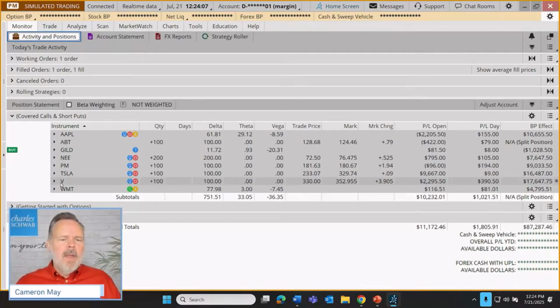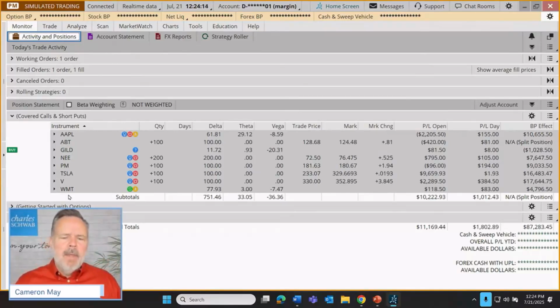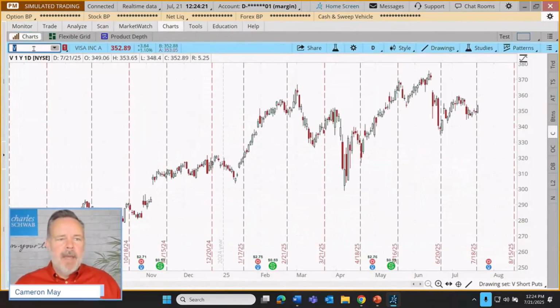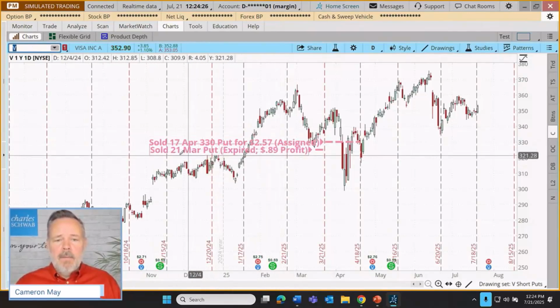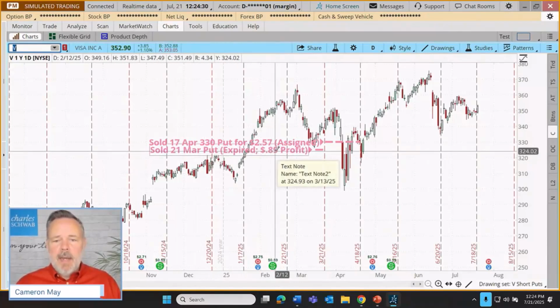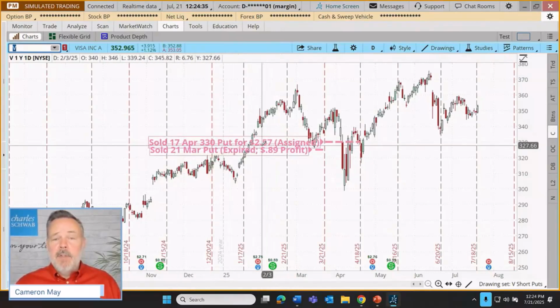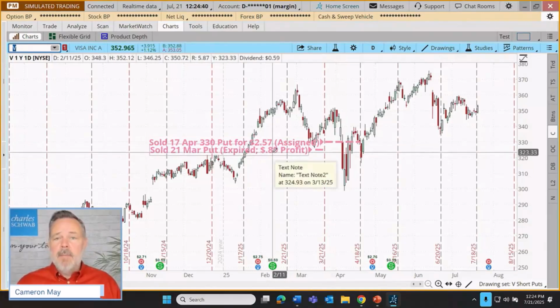And finally, we have Visa and Walmart. Now, if you were to go back and look at last week's webcast, we didn't talk about Visa because we actually started things off here by selling a couple of short puts back in March and April. Our 21st of March put that we originally sold expired, and we just kept an 89-cent profit. And then we sold a 17th of April 330 put for 257. So between those two, we collected a little over $3 in premiums.